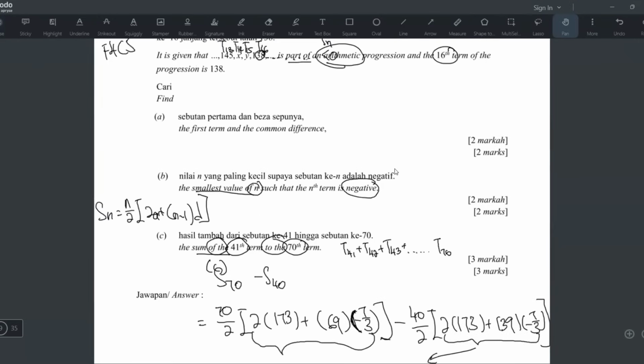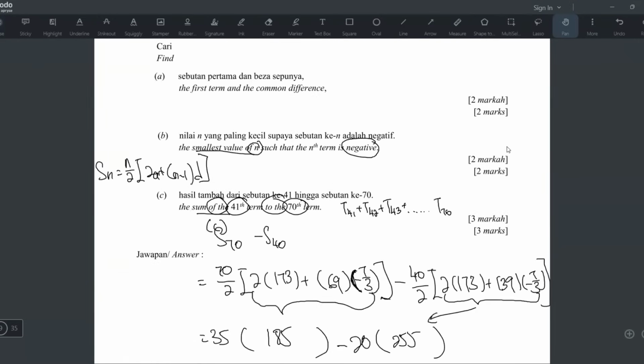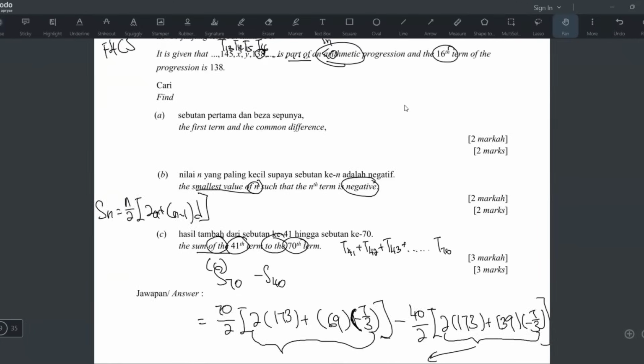Okay. Alright. Is that all? Yes. So the full mark is 2 plus 2 plus 3, 7 marks. Okay, done.